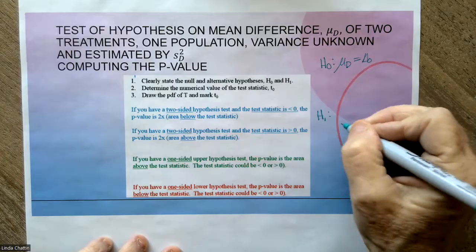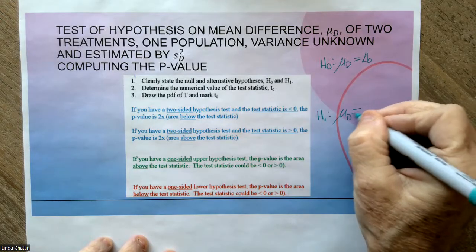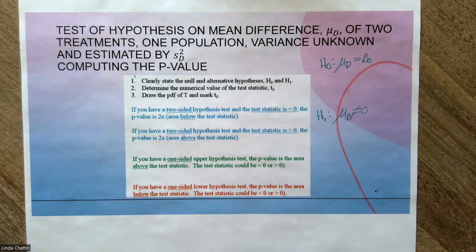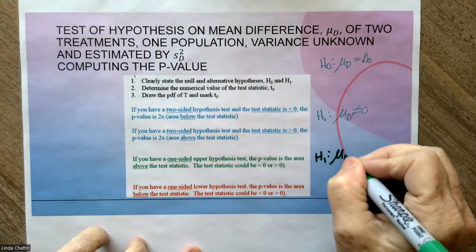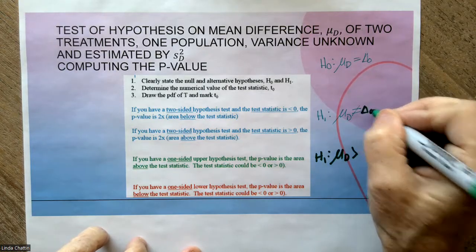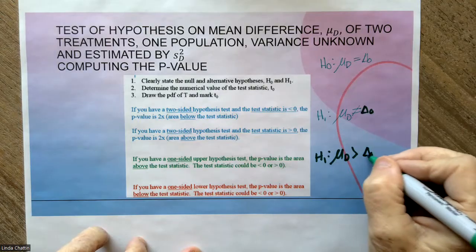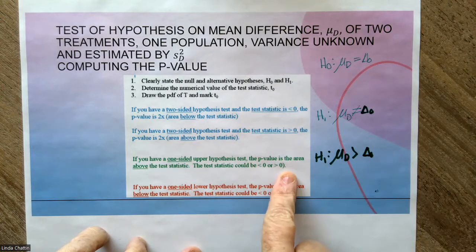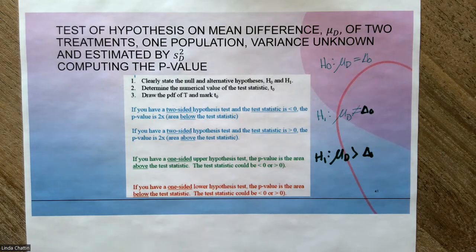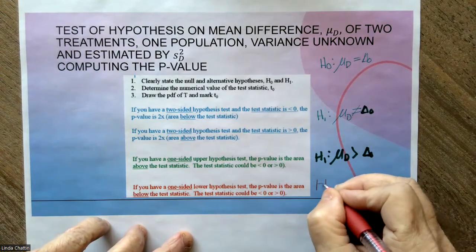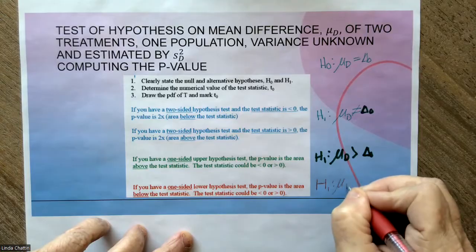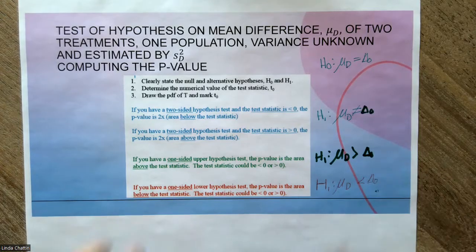And of course, this is what my two-sided alternative hypothesis will look like. It's that not equals to. If I have a one-sided upper, then my alternative hypothesis is going to be mu d is bigger than, whoops, that should have been a delta naught, sorry, bigger than delta naught. And the p-value will be the area above the test statistic under the t-PDF. And if my alternative hypothesis happens to be a one-sided lower, then that would be mu d is less than delta naught. And of course, the p-value would be the area below the test statistic under the t-PDF.